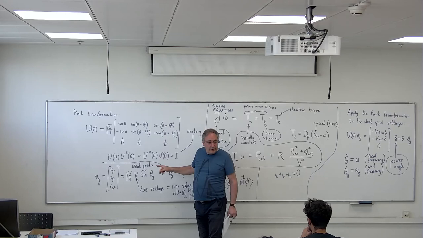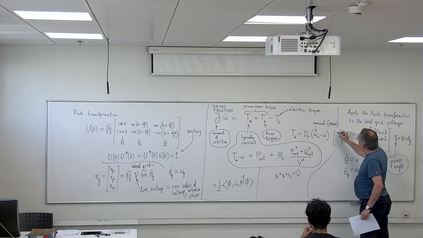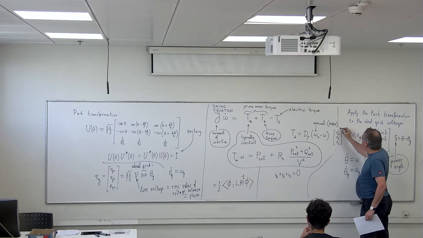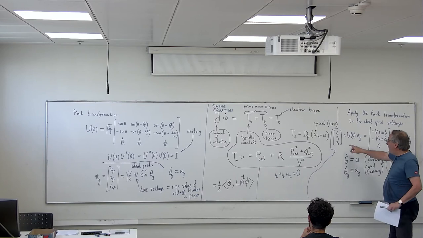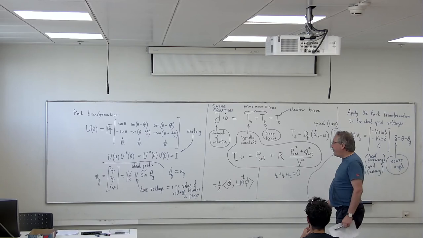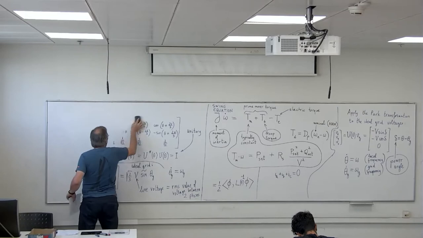So after Park transformation, we have D, Q, zero. And usually we can neglect the zero component, so we work with D and Q components. Okay, I was saying that we want to compute now the power that a synchronous machine sends to the grid.